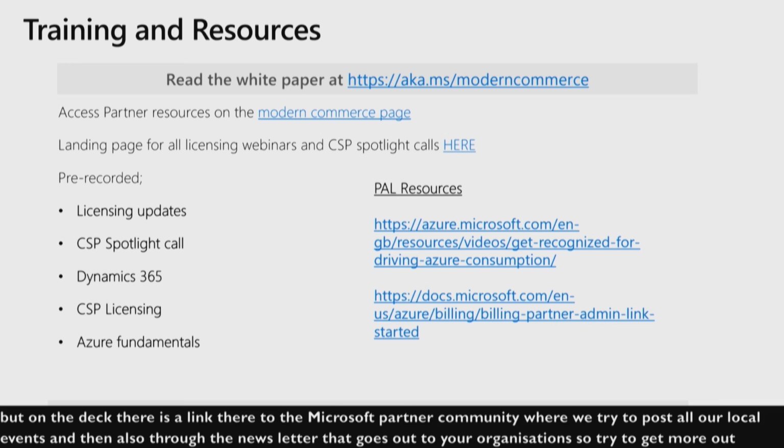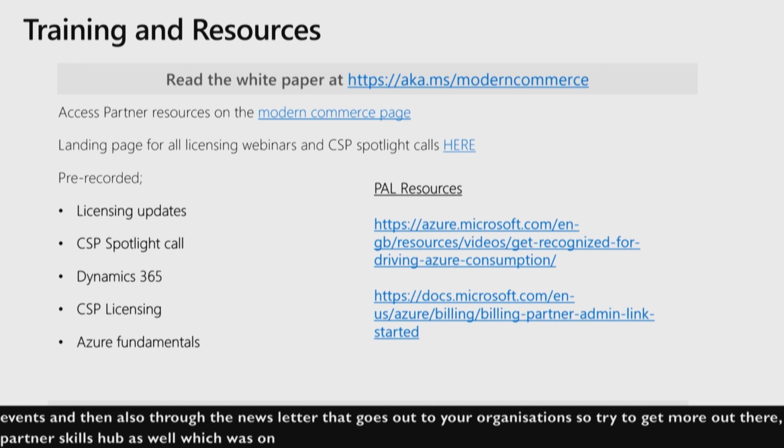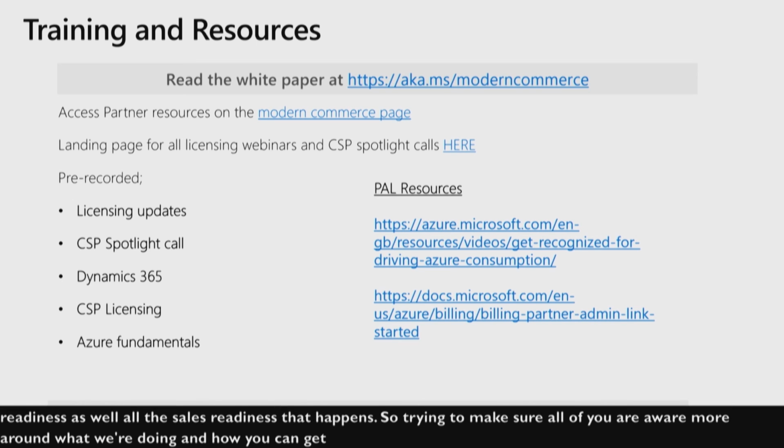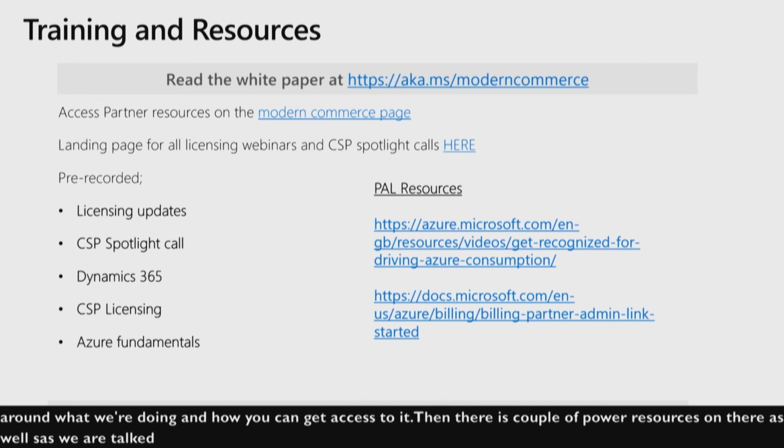Partner Skills Hub as well, which was on the first slide, is also where we will start putting all of our licensing readiness as well as all of the sales readiness that happens. So we're trying to make sure all of you are more aware of what we're doing and how you can get access to it. And then there's a couple of PAL resources on there as well, as we talked about PAL a little bit today. Please do check them out if you need more information.